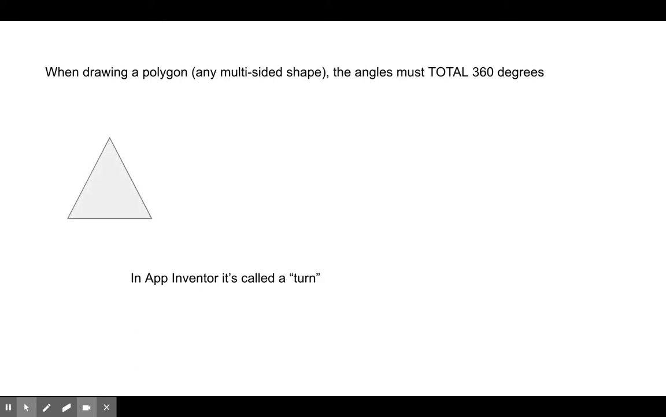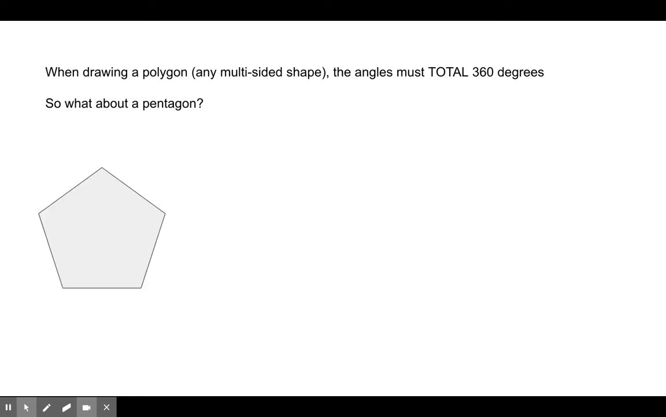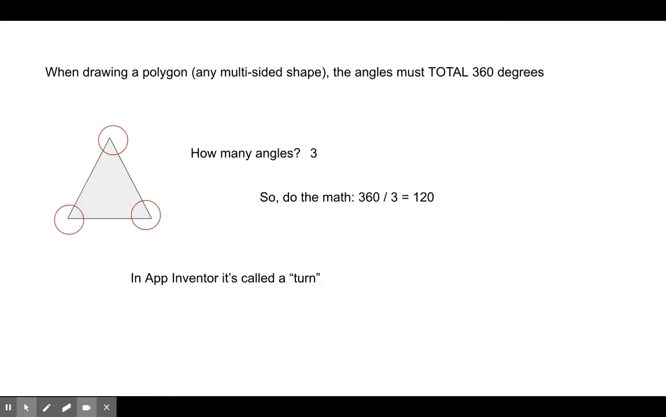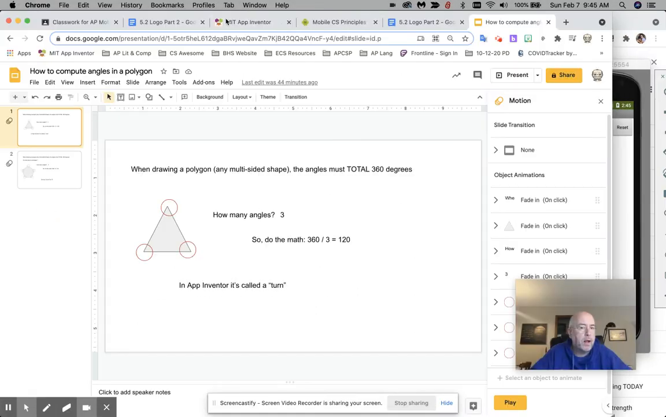So let's look at a triangle. It's got how many angles? 3 angles, right? 1, 2, and 3. You got 3 angles in a triangle. So in App Inventor, we're talking about the turns. And the math, 360 divided by 3 is 120, right? So let's do the triangle. Let's take a look at that over in App Inventor.